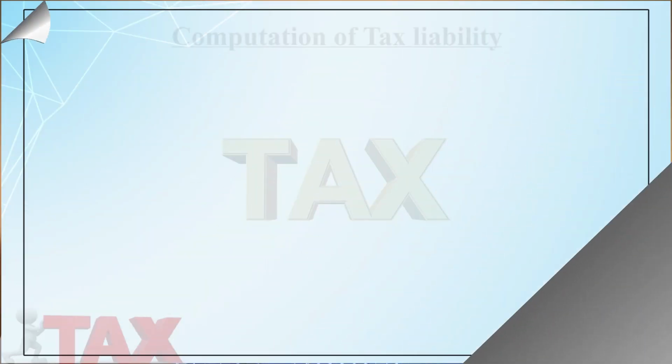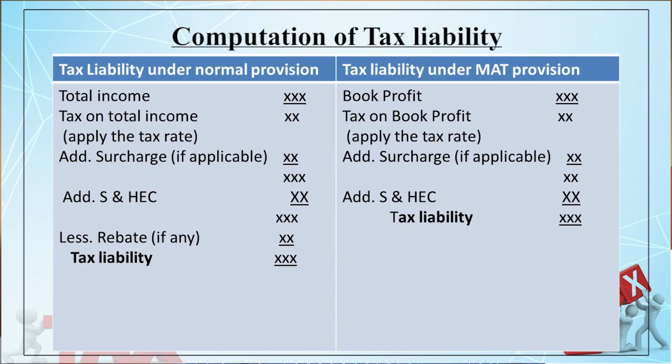under the MAT provision. It is already discussed in the previous lecture that it is compulsory to calculate the tax liability under normal provision and MAT provision, because 115 JB is applicable to all types of companies. So, every company is compulsory to calculate the tax liability under normal provision and under MAT provision.